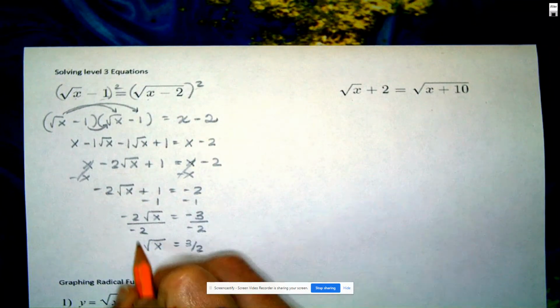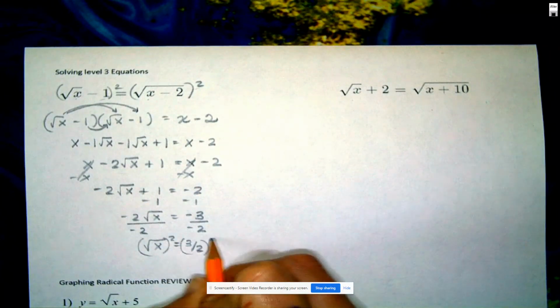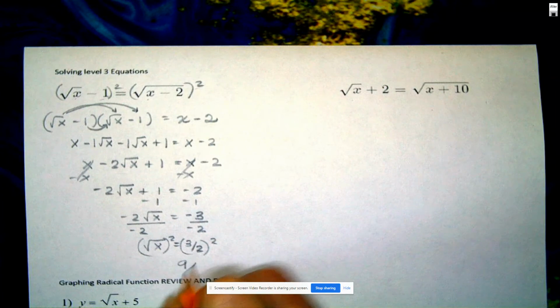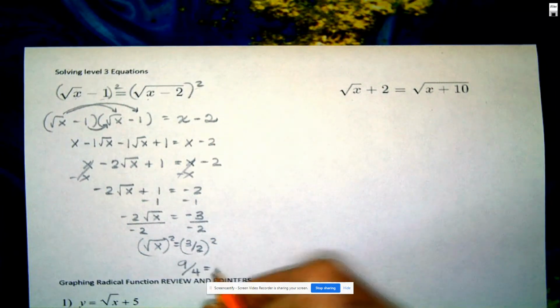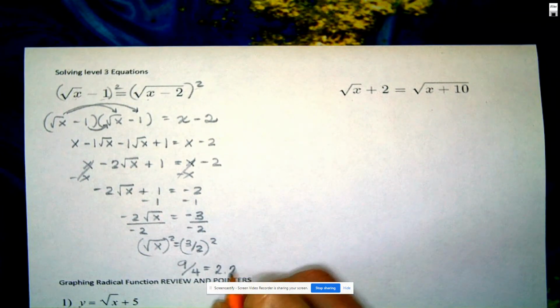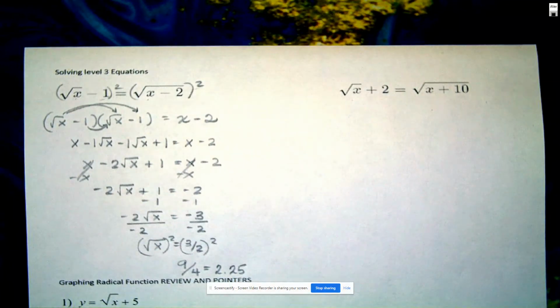So now we're going to square both. And you end up with 9 over 4, which is also 2.25. Both answers would be correct as far as I'm concerned. And I'm pretty sure delta is good with both as well, whether you give fractional or decimal.